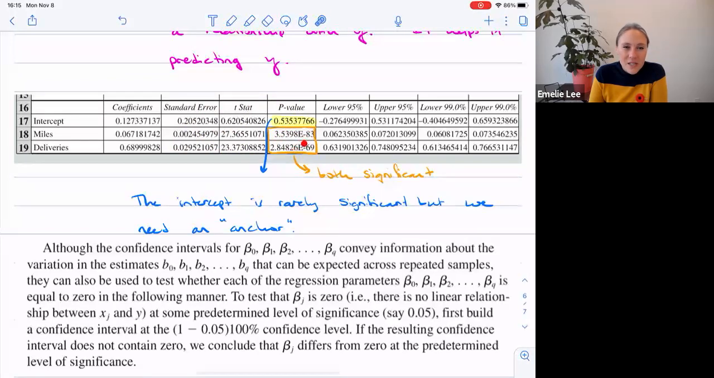Notice this is scientific notation, right? Times 10 to the negative 83. Imagine moving your decimal place 83 places.